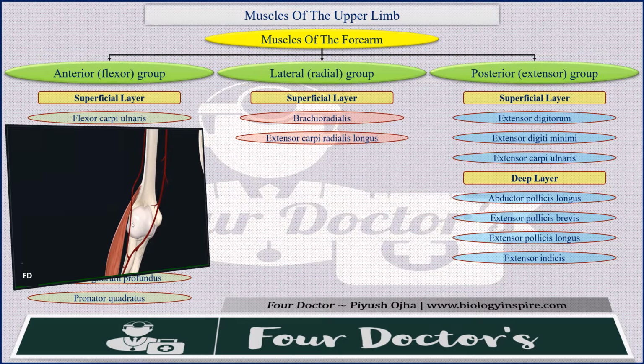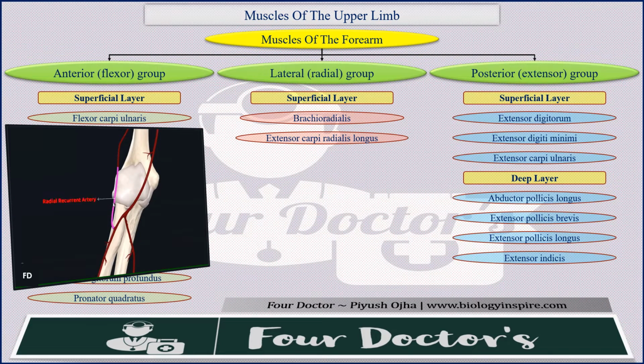And lastly, we will study the arterial supply for this muscle. This muscle has its arterial supply from two arteries, and these are the radial recurrent artery and the radial collateral artery.